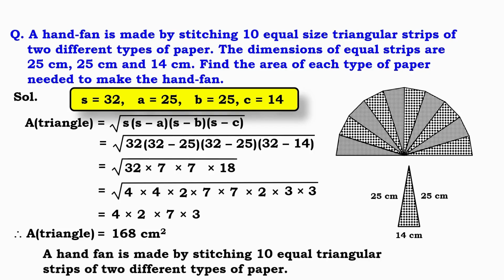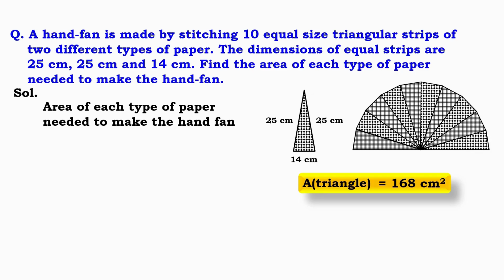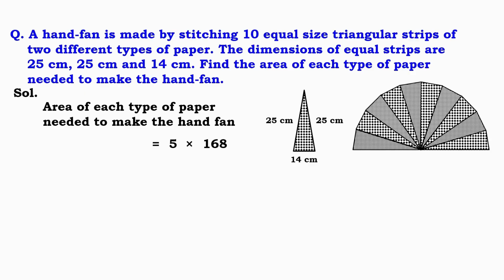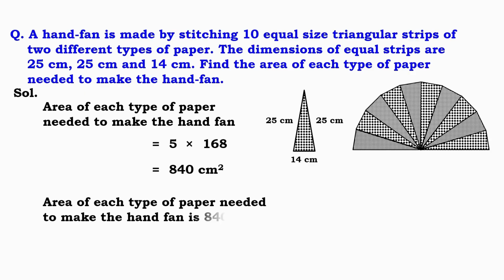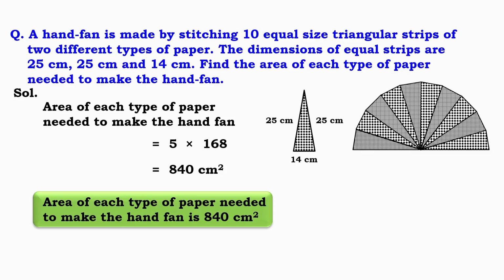But the hand fan is made by stitching 10 equal triangular strips of two different types of paper. So area of each type of paper needed to make the hand fan will be 5 into the triangular strip area, that is 168 centimeter square. So which is coming 840 centimeter square. So the final answer will be area of each type of paper needed to make the hand fan is 840 centimeter square.